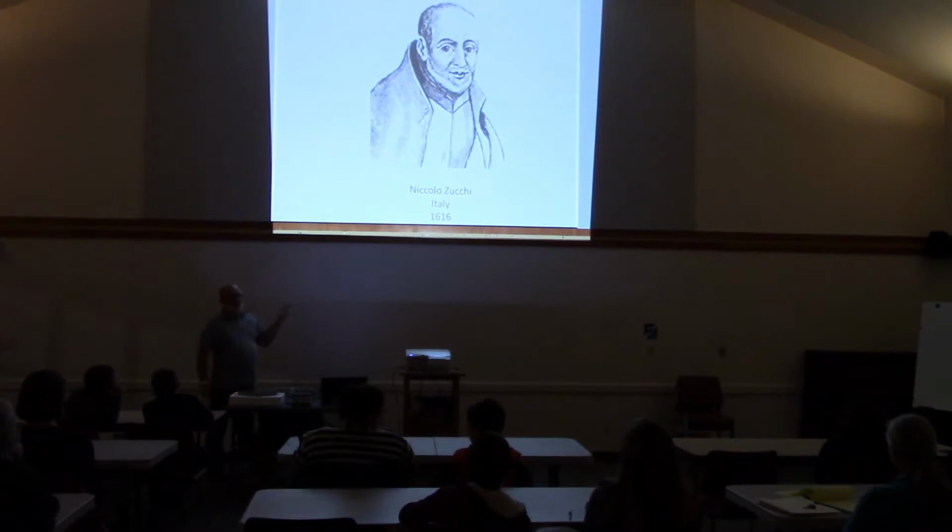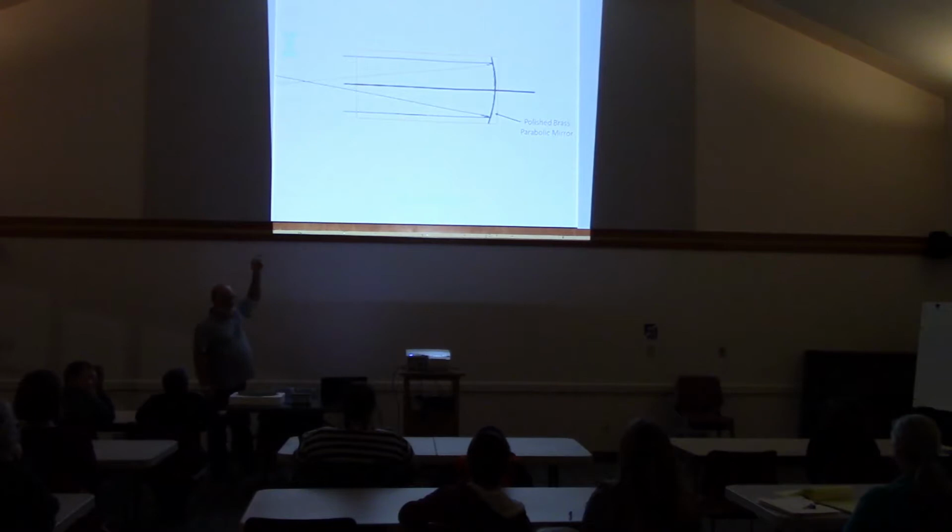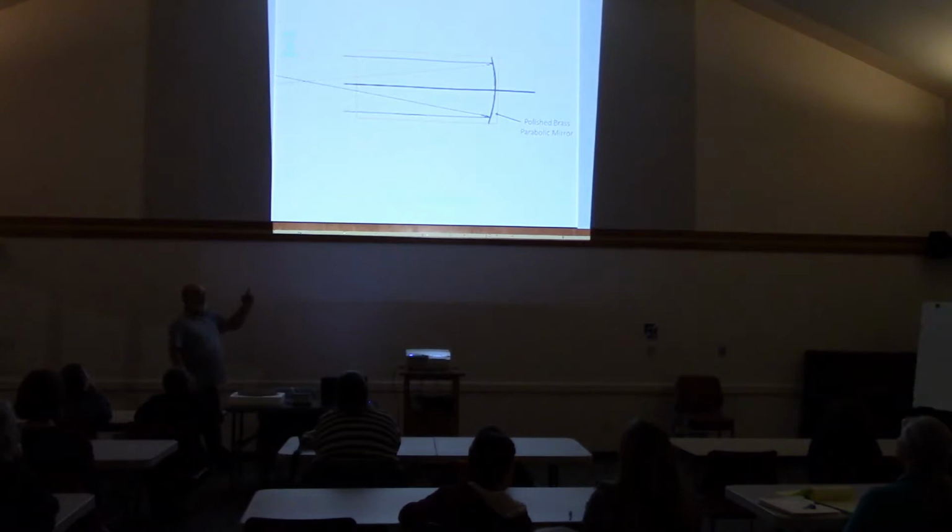And here's where we come along with Niccolò Zucchi, an Italian monk in 1616, who took a brass parabolic mirror and a concave eyepiece, and he held the eyepiece in front of the telescope and tried to look at the image. The problem he ran into is if you hold it right at the focal plane, your head blocks the tube, so you don't see anything. So if you move it off to the side, now you're out of the focal plane and you have a blurry image. Well, he tried that for a little while, got nowhere, and gave it up. But he was the first one to combine a mirror and a lens.